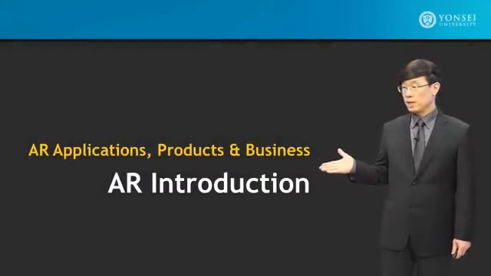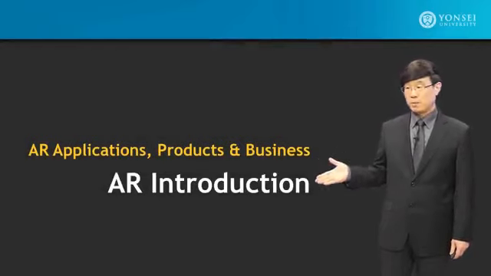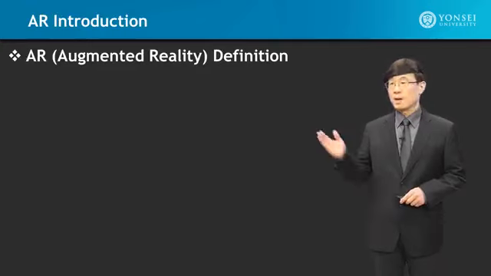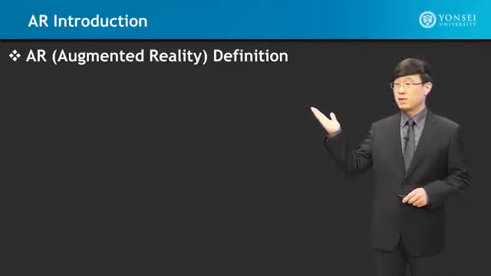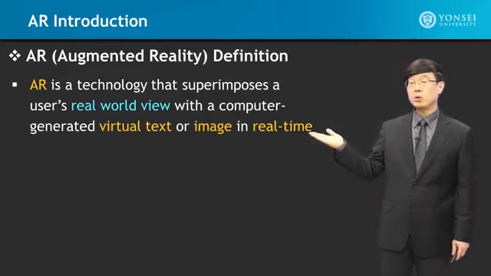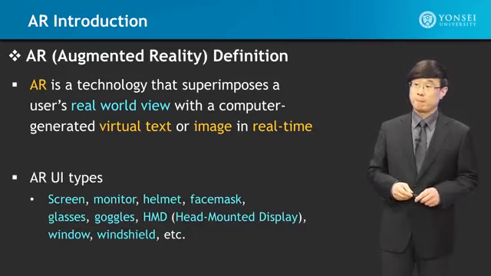This course will begin with the first part of augmented reality applications, products, and business, where an introduction on augmented reality will be the first thing we will study about. The definition of augmented reality. Augmented reality is a technology that superimposes a user's real-world view with a computer-generated virtual text, image in real time.